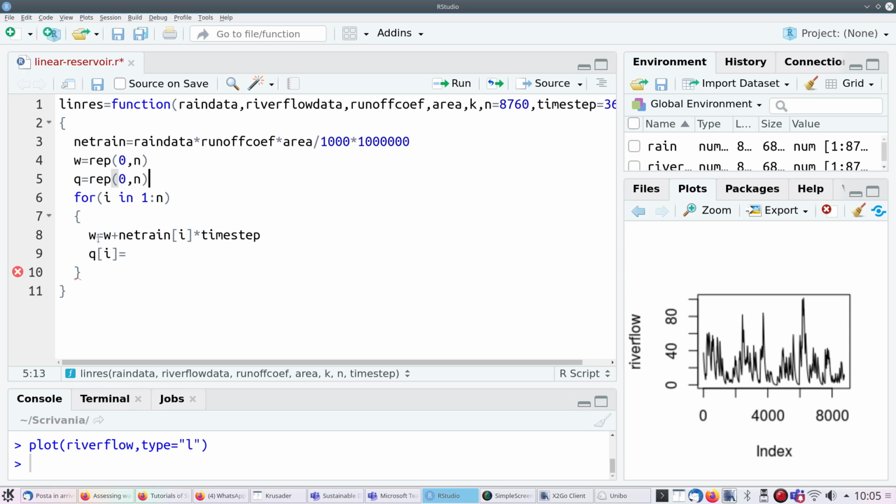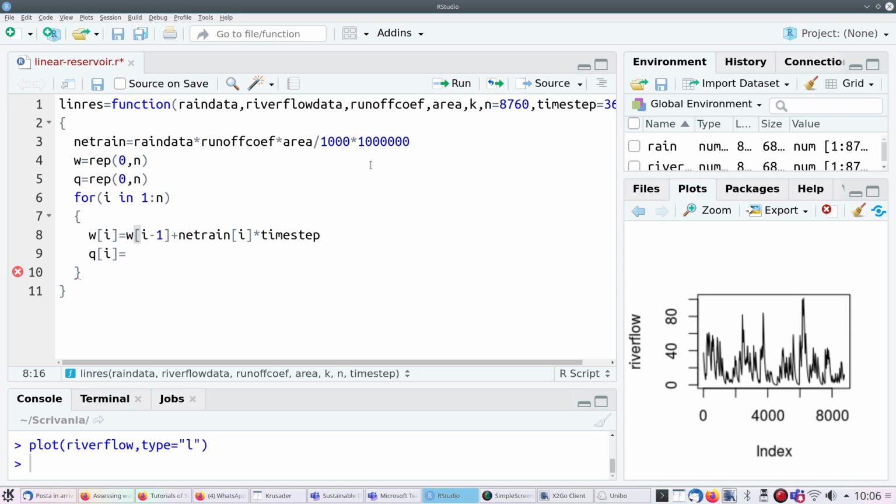Another correction, W is a vector, so let's put here WI, which is equal to storage at the previous time interval plus net rain times time step. Good. Everything is clear.